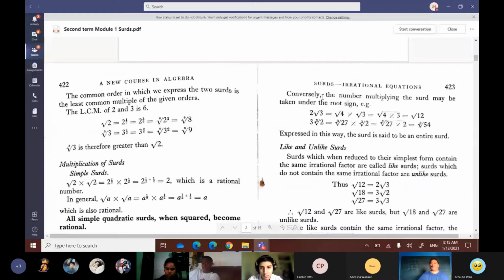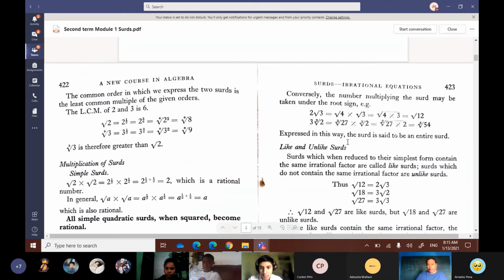Conversely, the number multiplying the surd may be taken under the root sign, such as 2 square root of 3, which is equal to the root of 4 times the root of 3, since 2 is equal to the root of 4. That is equal to the root of 4 times 3, which is the root of 12. Of course, they are talking about rule number 2, just reversing it. Instead of saying root of A times root of B equals root of AB, they're saying the root of AB is equal to the root of A times the root of B. Expressed in this way, the surd is said to be an entire surd.